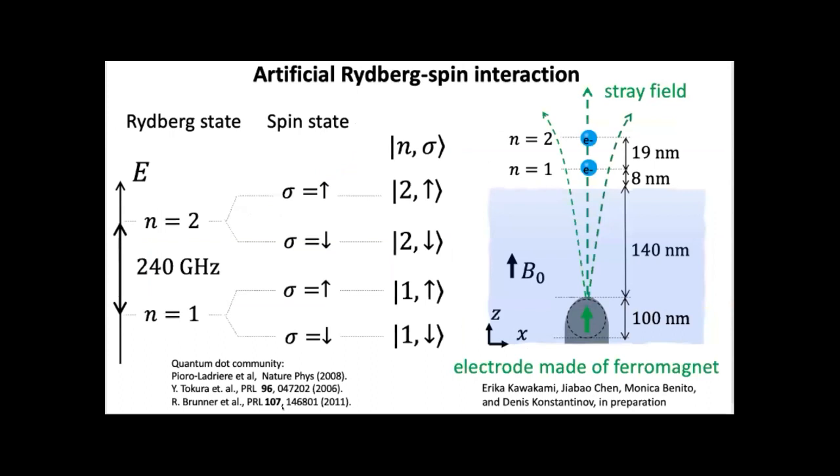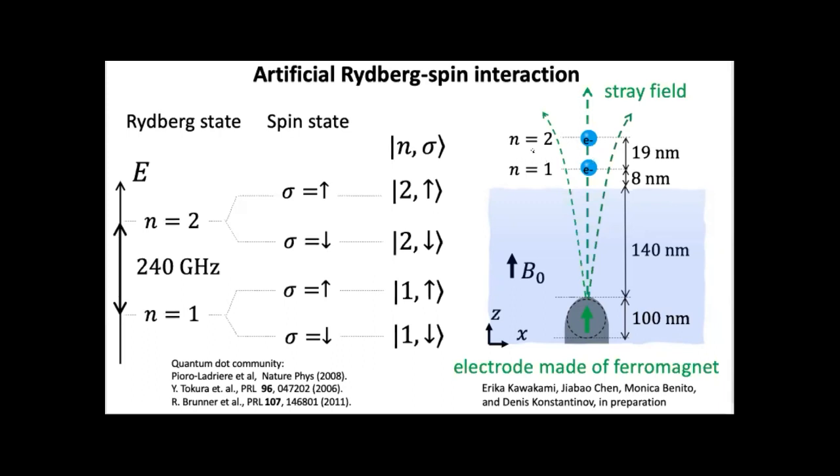Here I show you how we can realize an artificial interaction between the Rydberg state and the spin state. For example, we can make this kind of cylindrical electrode, and we can fabricate it out of ferromagnetic material. Then we apply a static magnetic field along that axis, and this ferromagnet is also magnetized along the same direction, and we can get the stray field out of this ferromagnet.